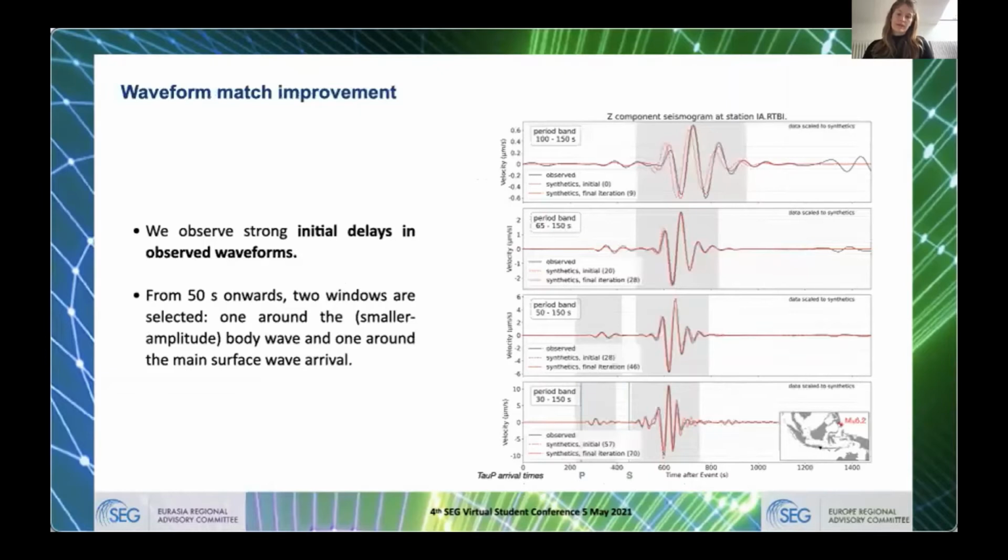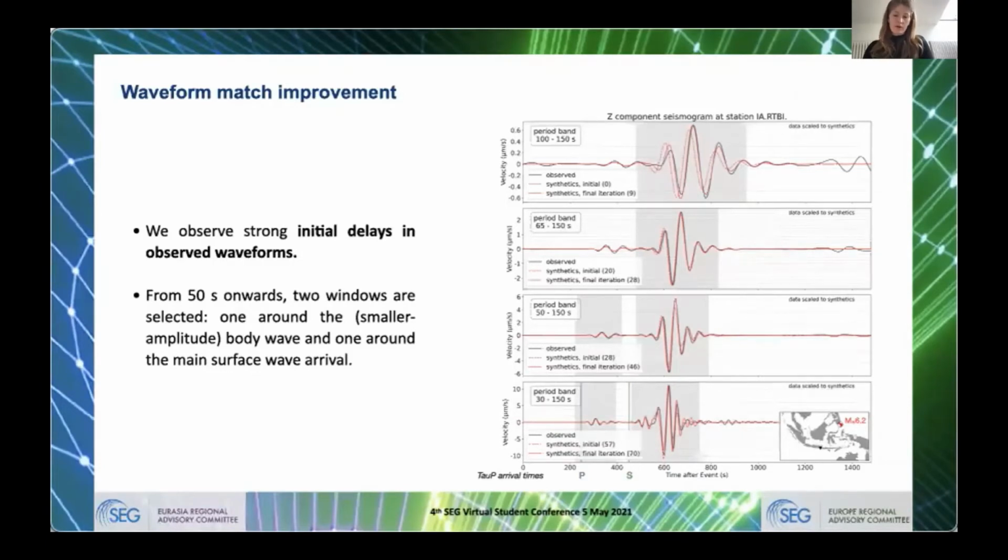The misfit decrease I was just showing is entirely driven by a waveform match improvement. Here I'm showing the waveform comparison across 4 of the 6 period bands for a single station receiver pair. We're looking at the Z component for a station near Bali, which recorded a magnitude 6.2 event south of the Philippines. For each period band, the final synthetics, represented by the solid reddish line, matched the black observed waveforms better than the synthetics from the initial iteration within this period band, represented by the red dashed lines.